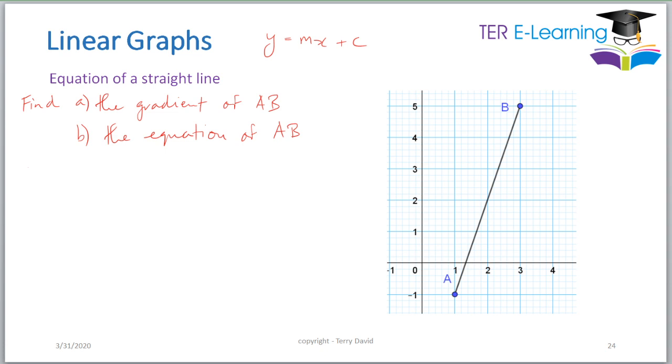Alright, so you all work out the gradient for me, and I'll work the equation of the line for you. So Shari's got 3 for the gradient. Joshua got 5/4. Double check that answer, Joshua.